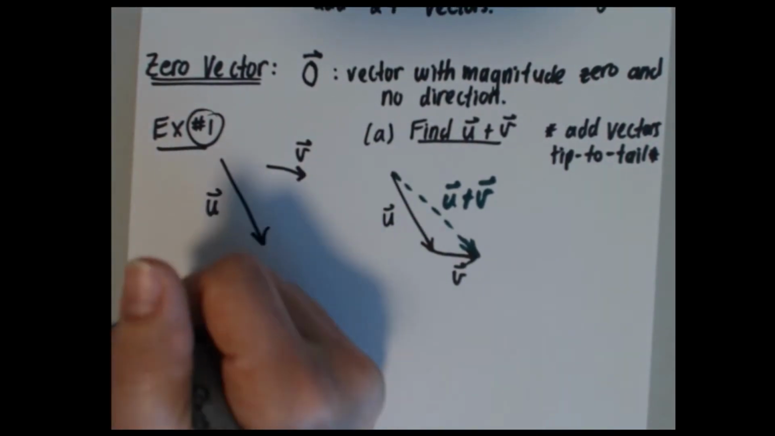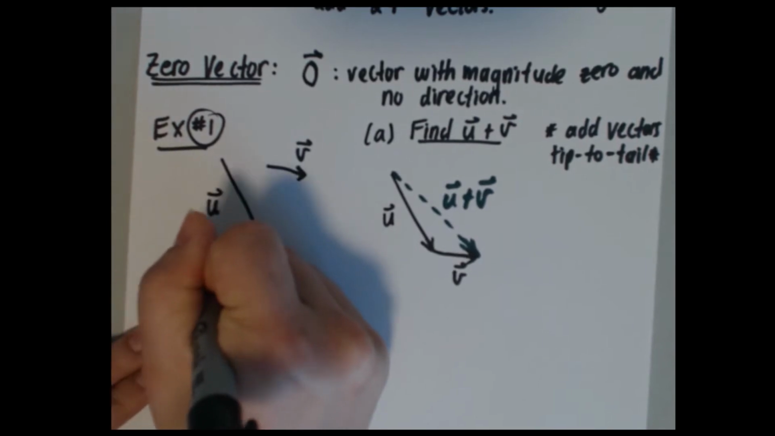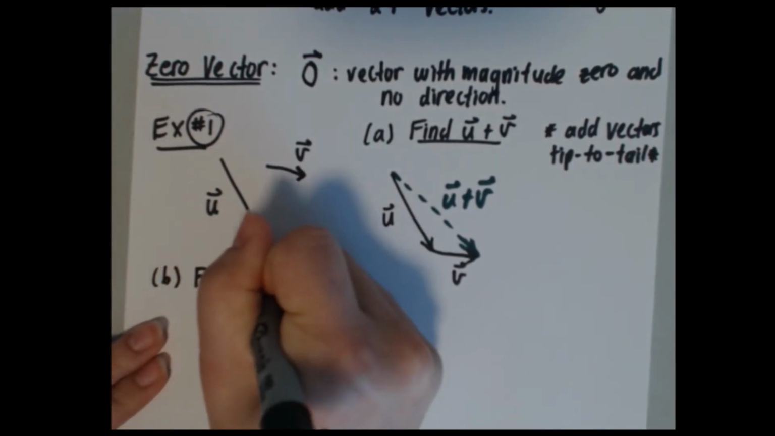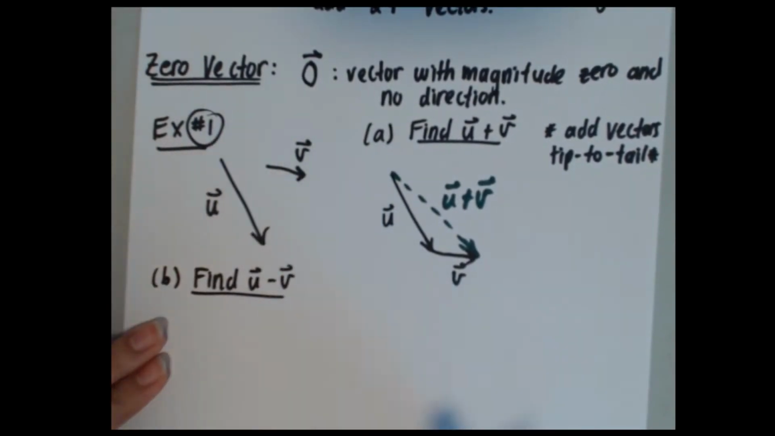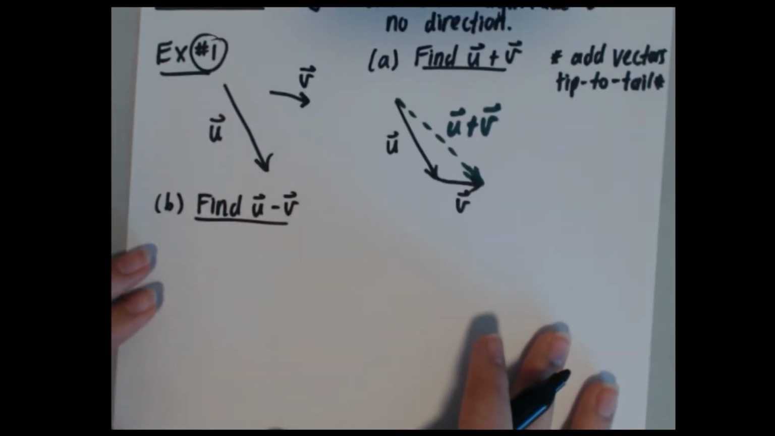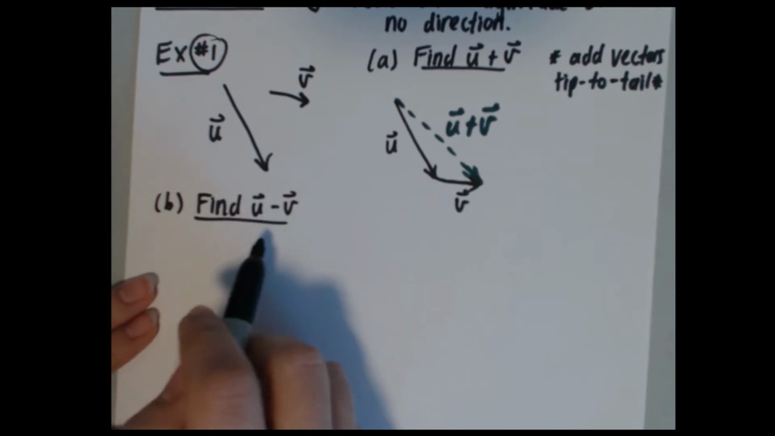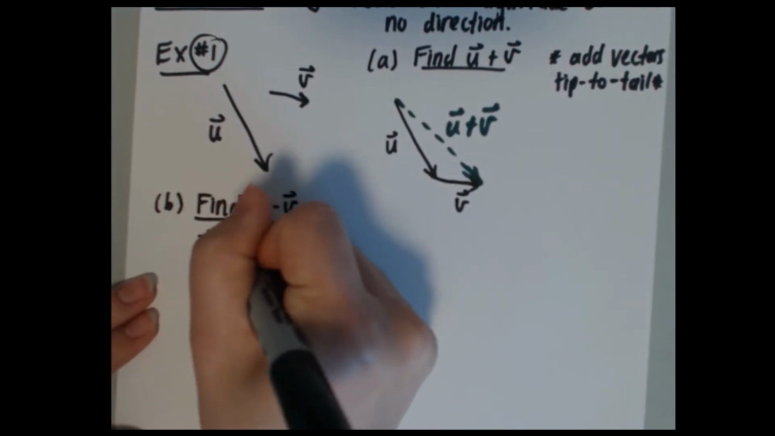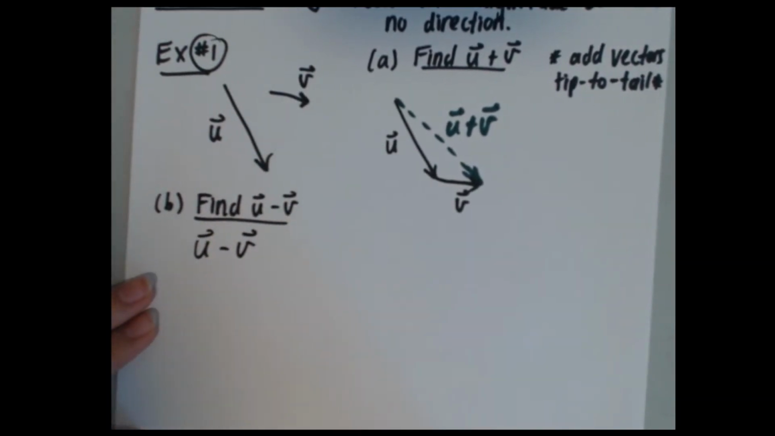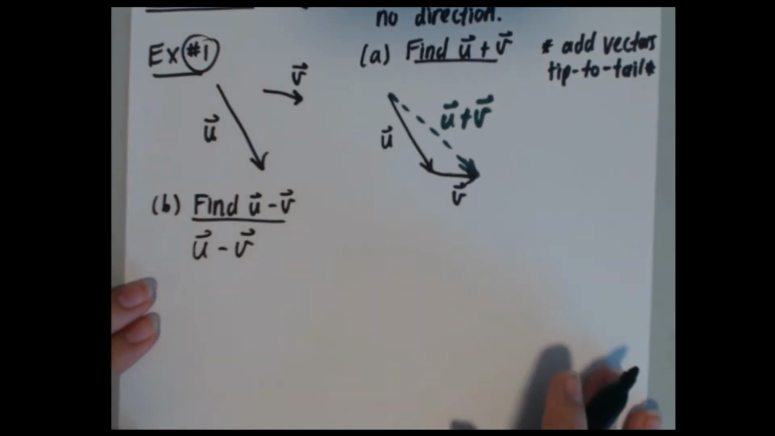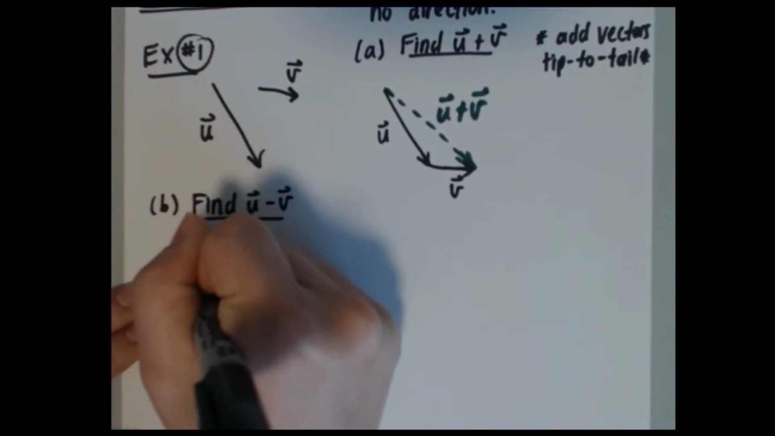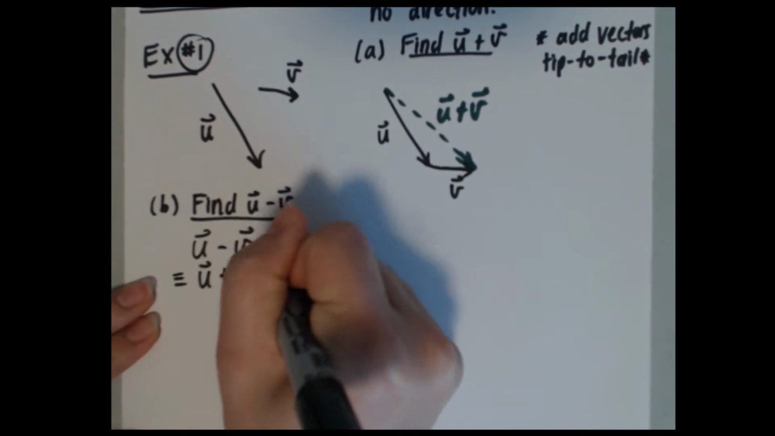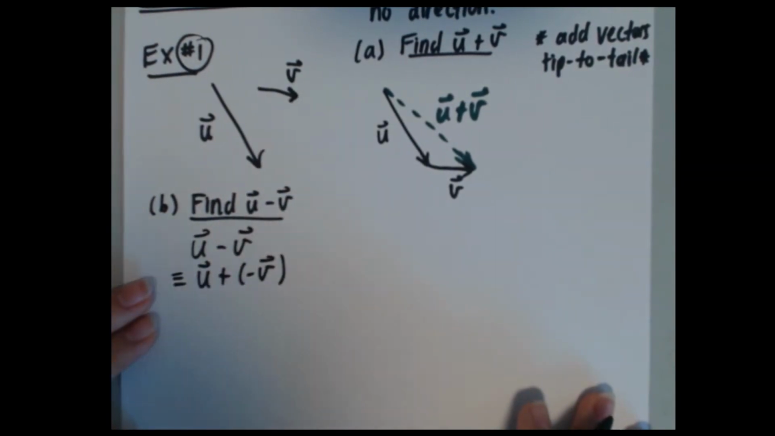Now, what if you were asked to subtract the vectors? So find u minus v. All right, well, I'm going to tell you something. When you subtract vectors, instead of learning a whole new rule, what I'm going to say is, when you see a subtraction of vectors, imagine you're adding the negative. So I have u minus v. That is the same thing as u plus negative v.